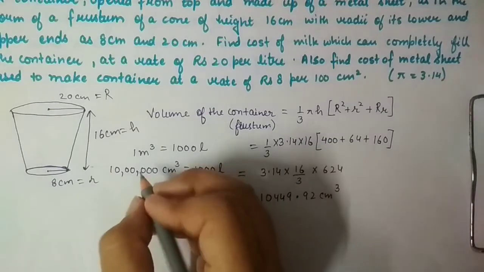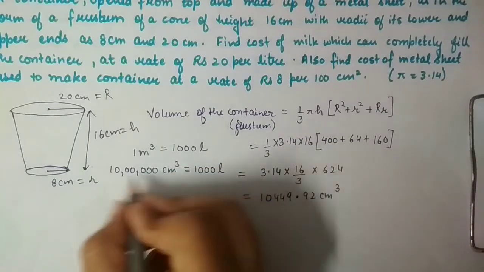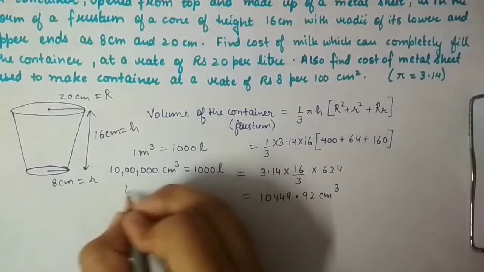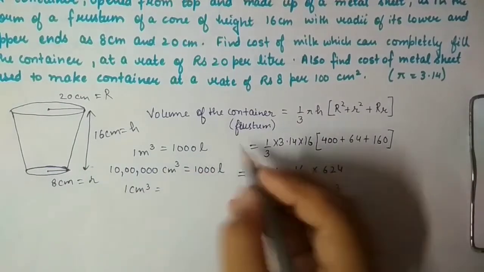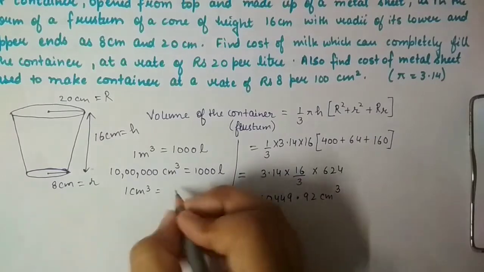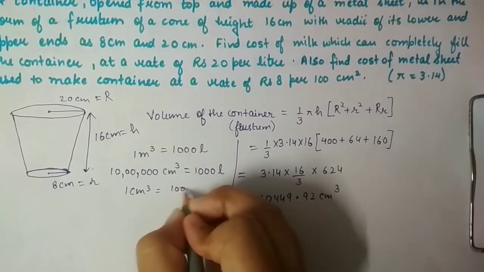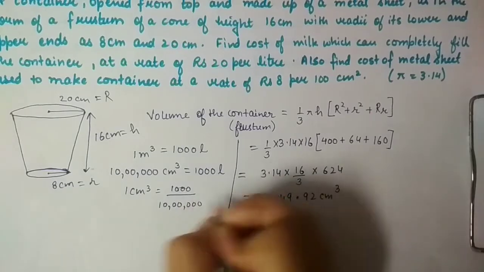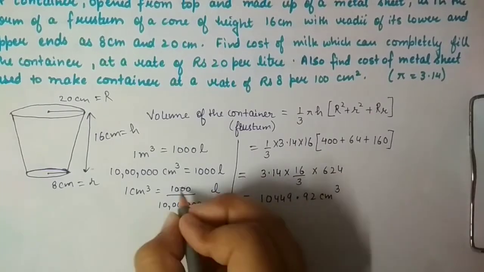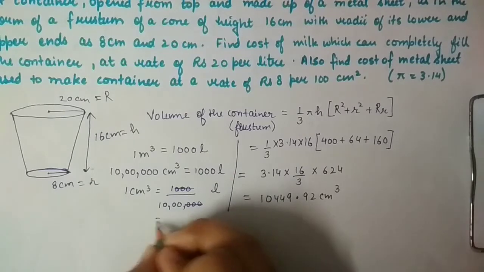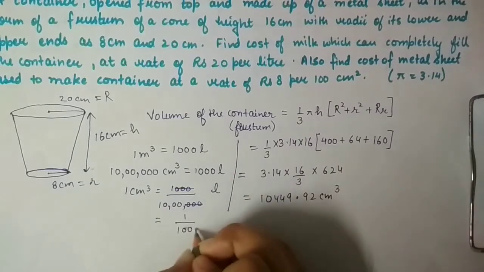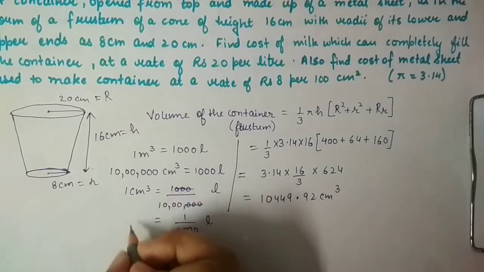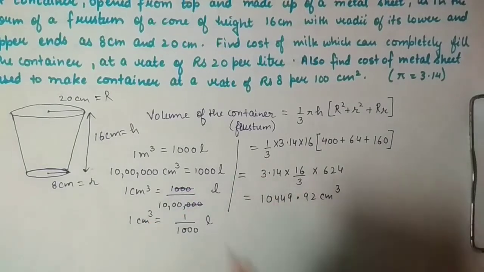And you also know that by unitary method, if 10 lakh centimeter cube is equal to 1000 liter, then 1 centimeter cube will be equal to 1000 upon 10 lakh liters. So zeros will cancel and you will get it equal to 1 upon 1000 liter.